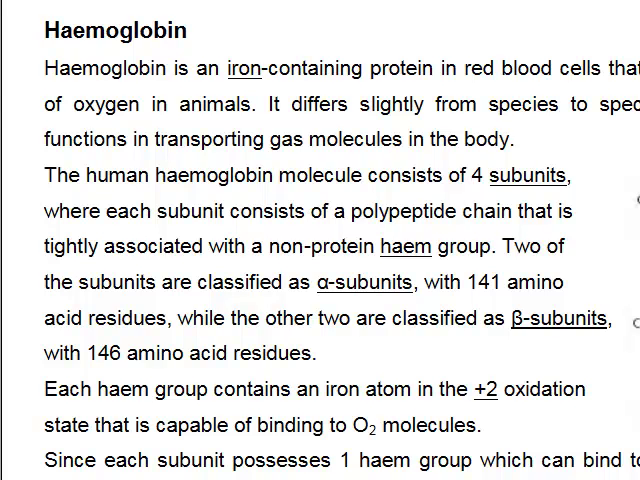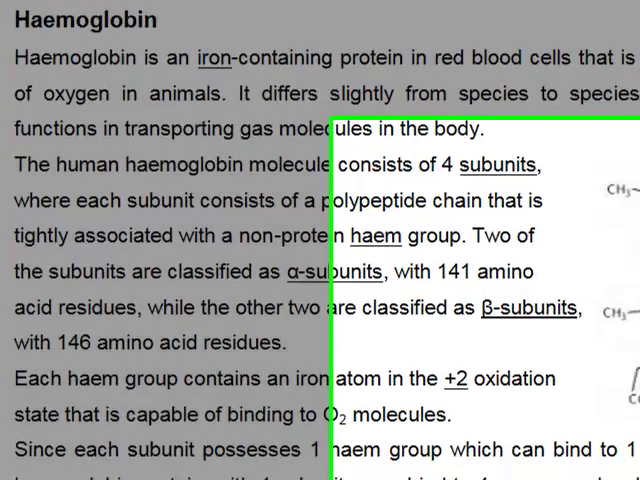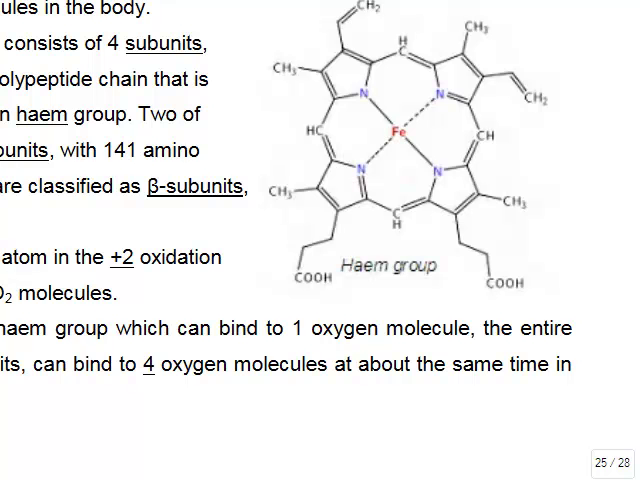In each of these heme groups, it contains an iron atom in the +2 oxidation state, which is capable of binding to oxygen molecules. Since there are a total of 4 heme groups, one molecule of hemoglobin protein can actually bind to 4 oxygen molecules at the same time in a concerted action.